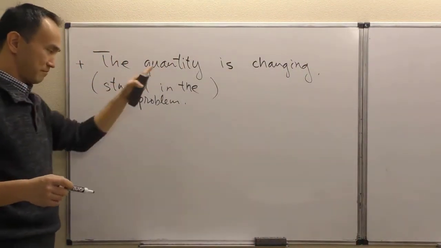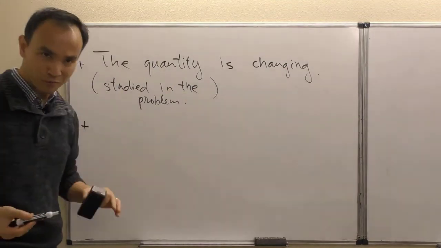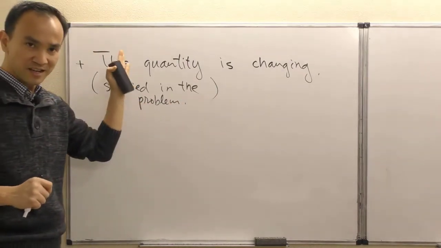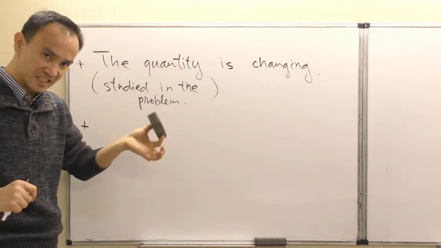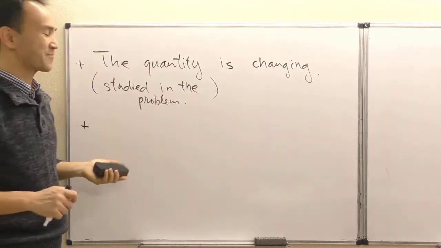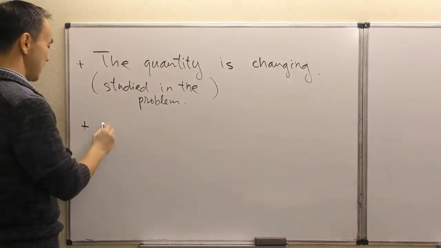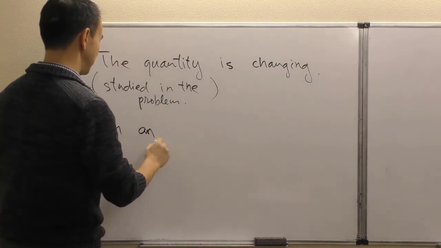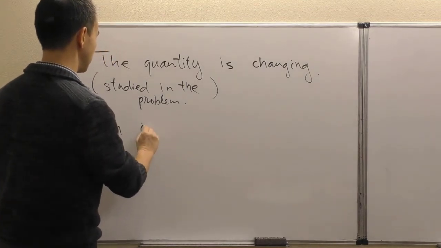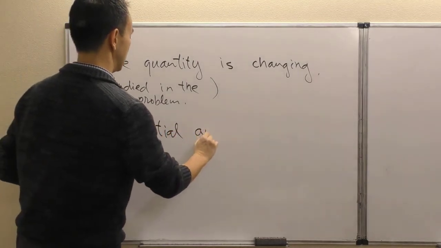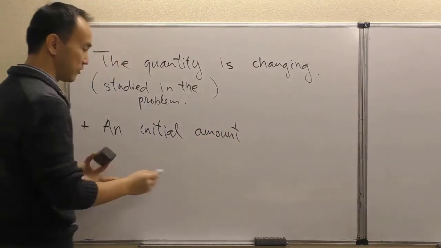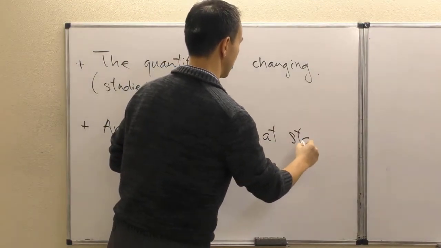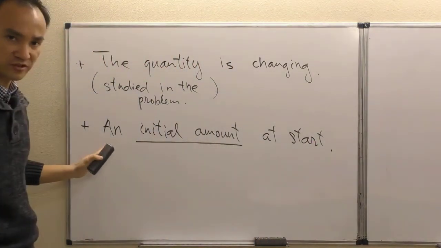And so, after realizing that in any of those problems and in any of those other problems outside of these 5 problems, there will always be a quantity that is changing, the quantity that we study in that specific problem. And then there's an initial amount. Underline this for me. There's always an initial amount at the start.